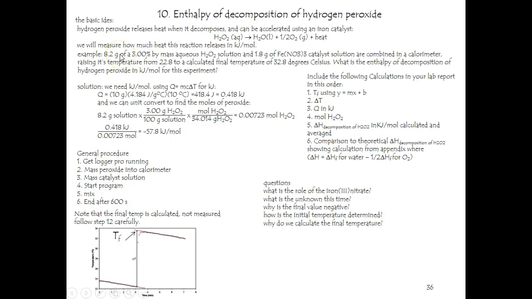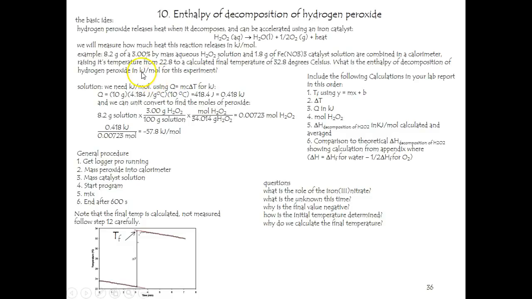Here's a sample problem which should pretty much help explain any calculations or understanding related to this experiment. Imagine you have 8.2 grams of a 3% by mass aqueous hydrogen peroxide solution, and you have 1.8 grams of iron 3 nitrate catalyst solution. We combine them in a calorimeter and we find that it gets 10 degrees hotter. What's the enthalpy of decomposition of hydrogen peroxide in kilojoules per mole for this experiment?